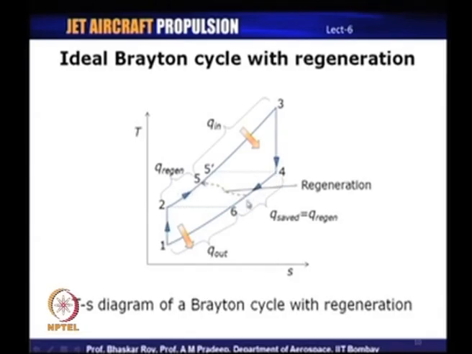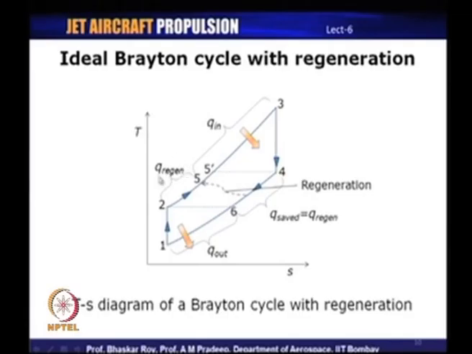Let us say for an ideal cycle, the amount of heat that has been transferred, recovered or saved is between 4 and 6. That is, this much heat has been transferred to process 2-3. We know that you cannot have 6 below this level, because that would mean that the temperature is lower than that of the compression, which is not possible thermodynamically. So this is the maximum that we can save, or that can be regenerated and transferred back to the cycle.